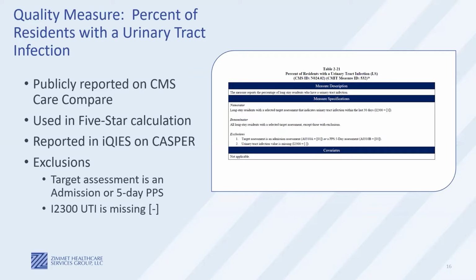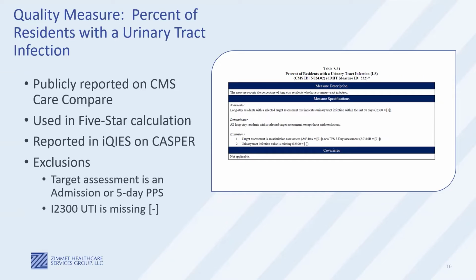It's also used as one of the measures in your 5-star calculation. If you have an issue on your survey with infections, that also can affect your 5-star because our health inspections are part of the 5-star calculation. It's reported in the IQIES on CASPER. And like I said, if you can see it in your reports on CASPER, your surveyors can see it too, so they can see what percentage of your residents have an issue with urinary tract infections. And that may be something that if you flag high for it, they decide that's going to be one of their focuses when they come in to do their annual survey.